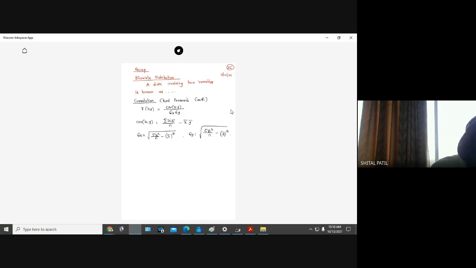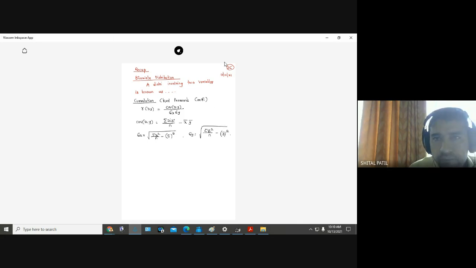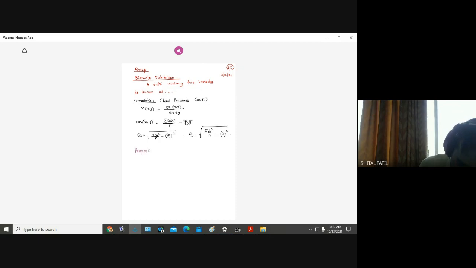Properties of the correlation coefficient. Right, properties of r of xy.